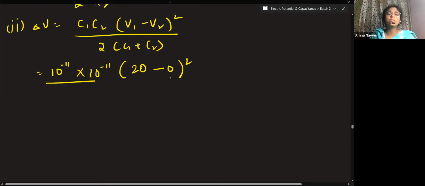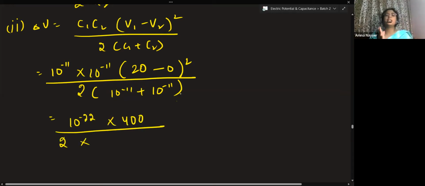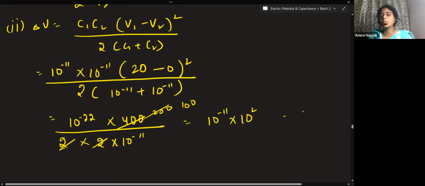Now 2 multiplied by again 10 to the power minus 11 plus 10 to the power minus 11. So the numerator will be 10 to the power minus 22 times 400, the square of 20, divided by 2 multiplied by 10 to the power minus 11 plus 10 to the power minus 11, which can be written as 2 into 10 to the power minus 11. So this becomes 2 into 200, which becomes 2 into 100. So this is 10 to the power minus 11 multiplied by 10 to the power 2. This is 10 to the power minus 9. So the loss in energy is 10 to the power minus 9 joules.